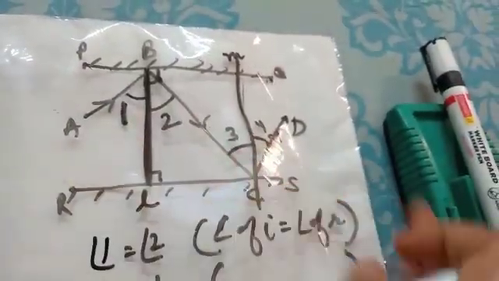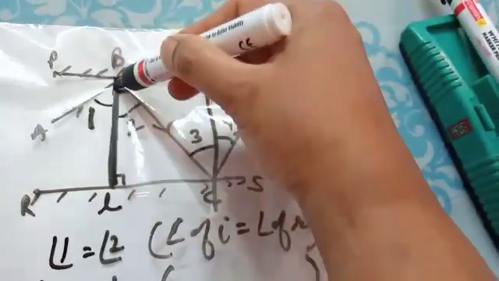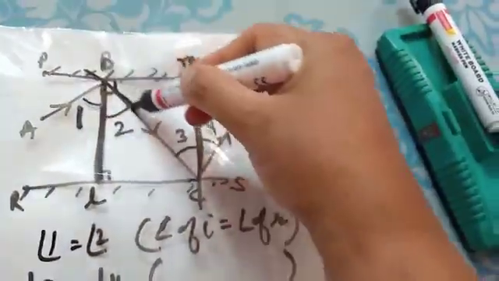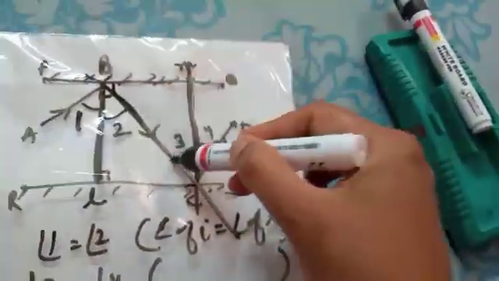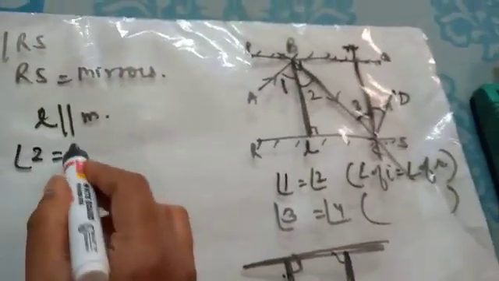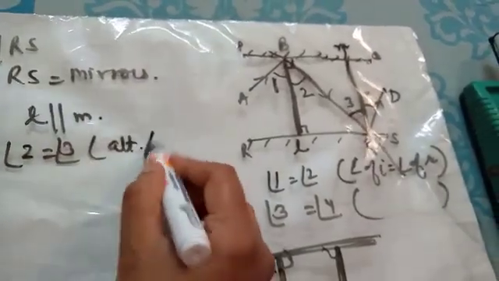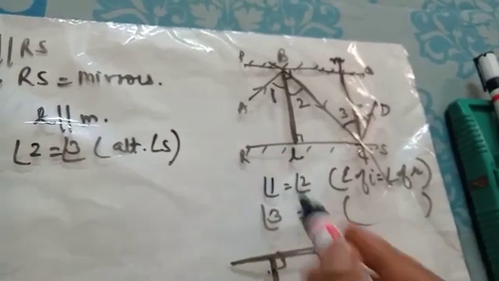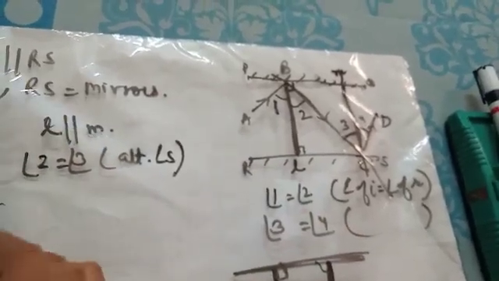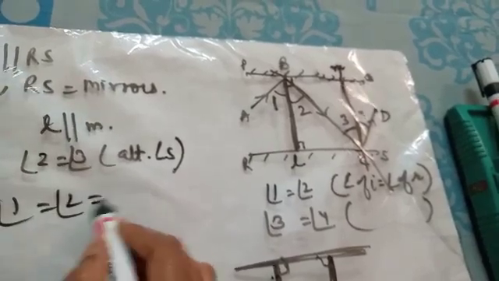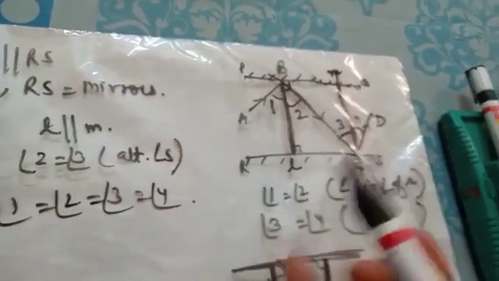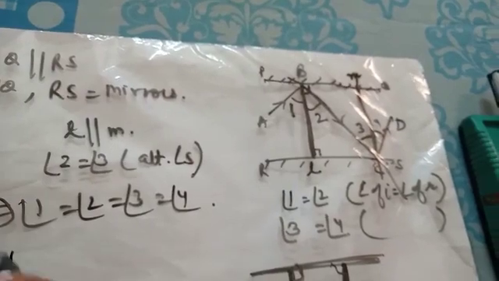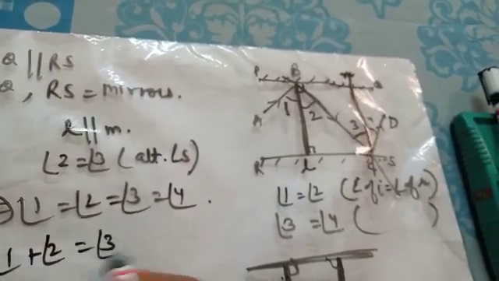Now if L is parallel to M, then angle 2 is equal to angle 3. Reason: these two lines are parallel, this is the transversal, so these are alternate angles. So I am writing here angle 2 is equal to angle 3 because they are alternate angles. But we already know 1 is equal to 2, 2 is equal to 3, 3 is equal to 4. So that means we have 1 equal to 2 equal to 3 equal to 4. Now I can add any 2 and I will get them equal. 1 plus 2 is equal to 3 plus 4.